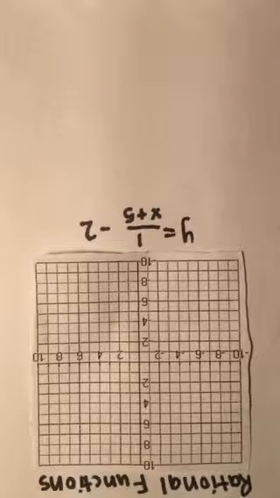When graphing rational functions, the first step is to find your horizontal and vertical asymptotes. The vertical asymptote can be found by finding the value that makes your denominator equal to 0, and the horizontal is equal to the ratio of the coefficients in front of your x variable.